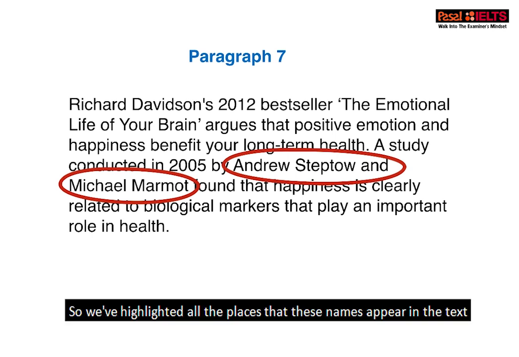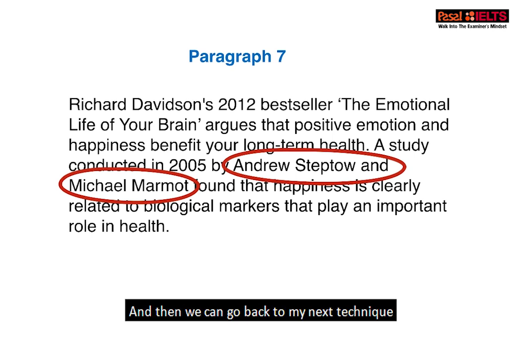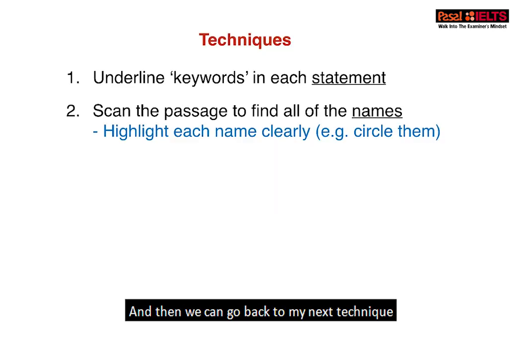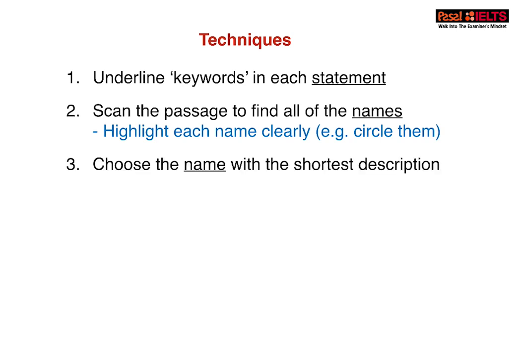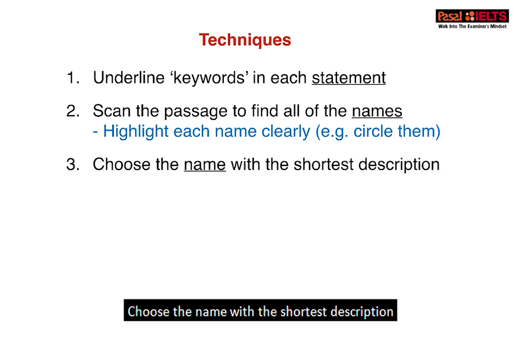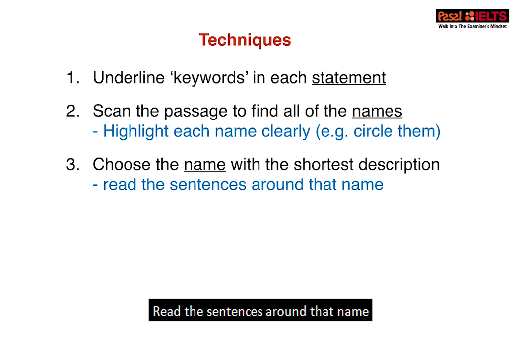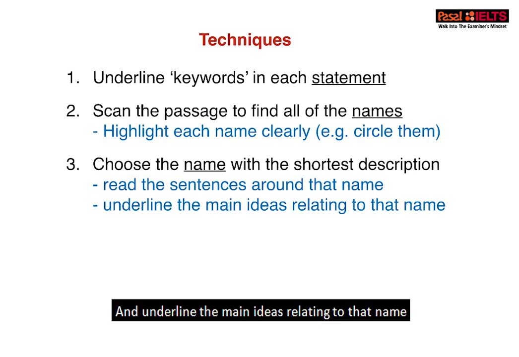So we've highlighted all the places that these names appear in the text, and then we can go back to our next technique. Number 3, choose the name with the shortest description, read the sentences around that name, and underline the main ideas relating to that name.